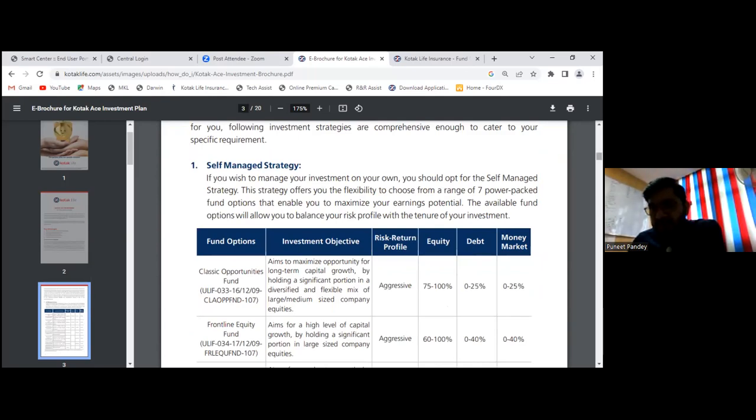The self-managed strategy is, for example, if I am investing a premium of 1 lakh rupees and I opt for the classic opportunity fund, which is below. The classic opportunity fund is the fund in which up to 100% can go to equity and 25% to debt and money market. If I want 100% of my money to go into equity to get more returns, my full 1 lakh rupees will go into the investment. This is called the self-managed strategy. That means I am choosing the fund in which my money has to be.